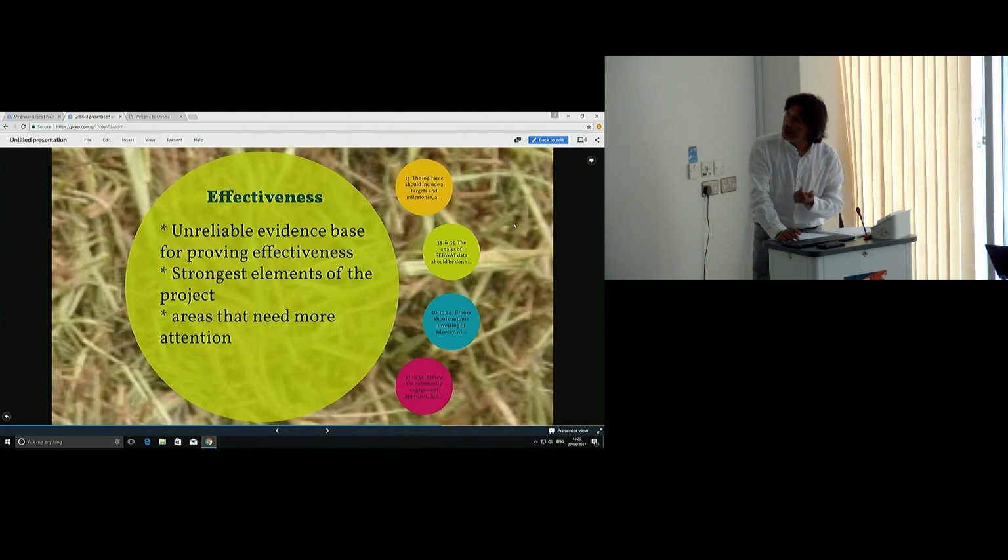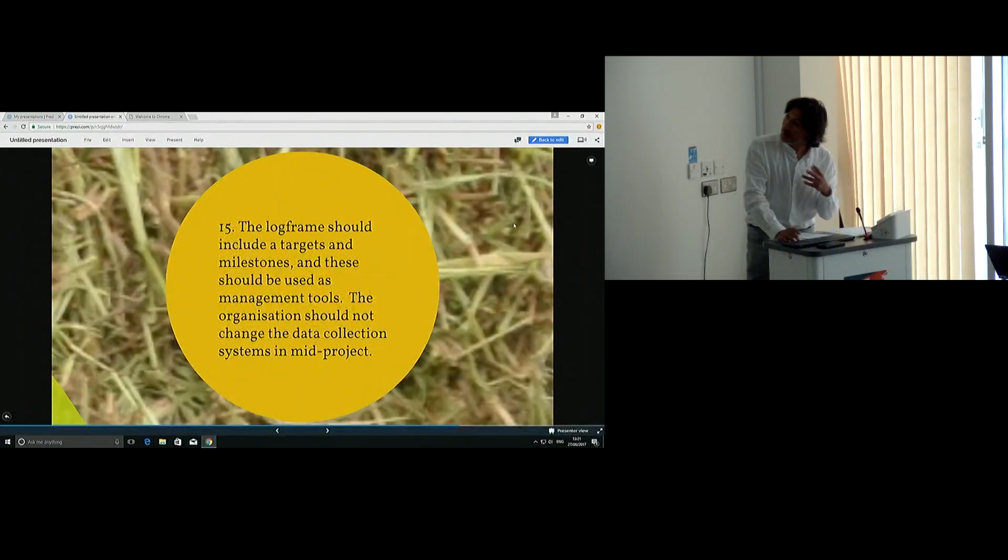Effectiveness: unreliable evidence base for project effectiveness. In this case, none of the logframes match. That's why the evaluator couldn't find a relationship between the logframes over the years. The logframe should include targets and milestones. We are also working on that. That's part of the change that we are doing. The organization should not change the data collection system in the middle of a project. It seems that happened, and we know that is something they are trying to correct.